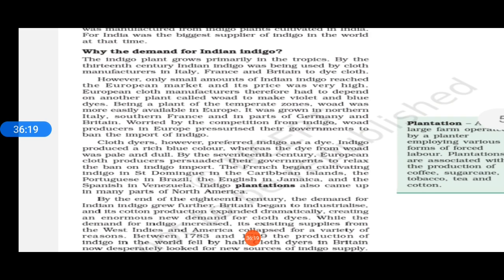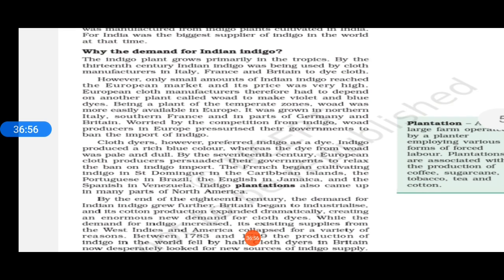When demand increased, the supply from the West Indies and America collapsed due to various reasons, because production was going on with the help of African slaves. So in most of the countries, students, African slaves were employed forcibly. They were brought through sea routes and employed in the indigo plantations. To work in an indigo plantation was a very difficult job. It was not easy to grow indigo. So forced labor was done by the slaves of Africa.